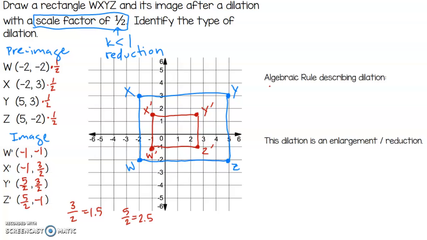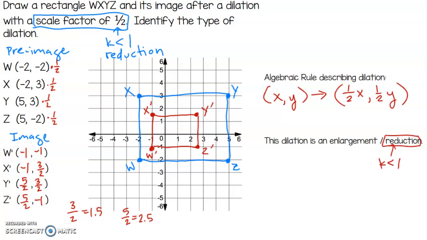All right, so our rule, remember, our rule tells us what we start with and then what we do to create the image, okay? Our image, we multiplied the x by half. We multiply our y by half. There's our rule. And because k is less than 1, that's a reduction. Okay, the scale factor, remember, that's our scale factor. And that's what we're doing with dilations.